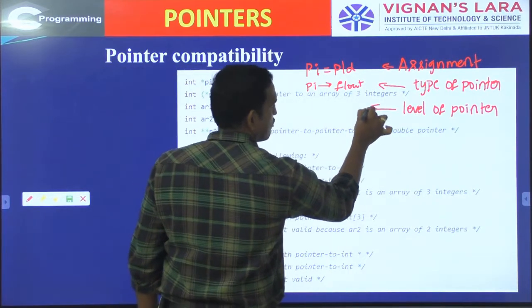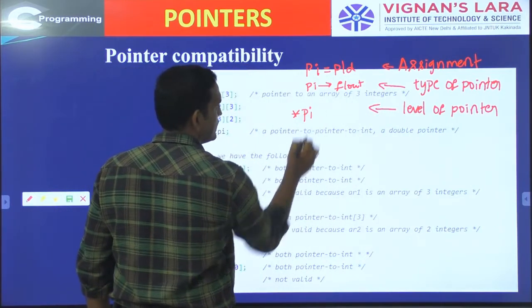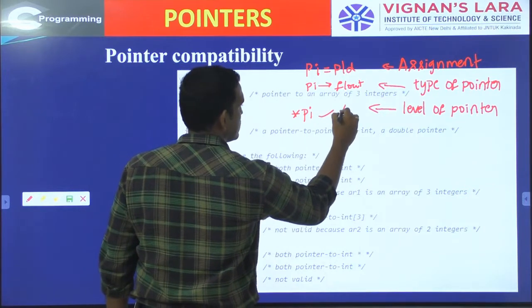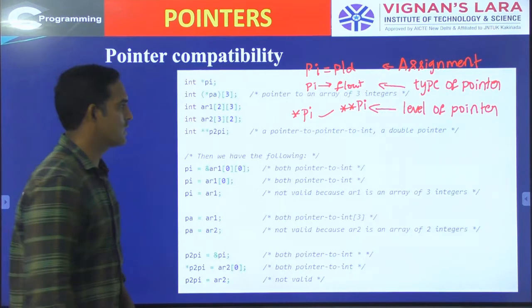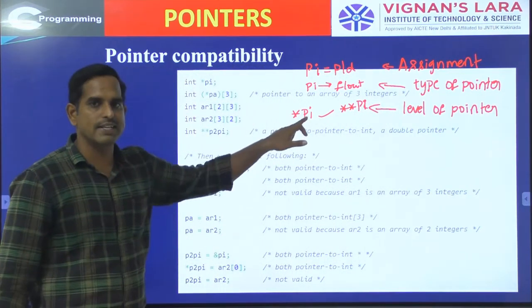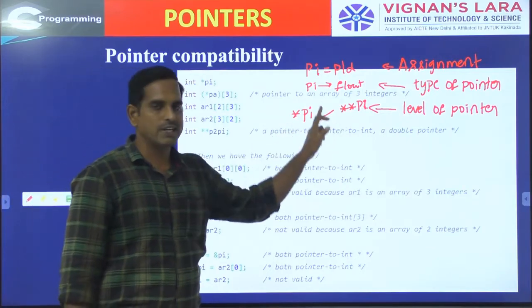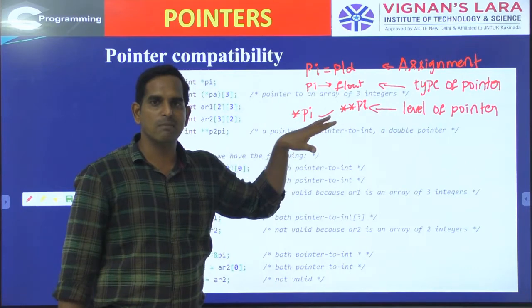And the level of pointer means you cannot take a one-level pointer and point it to a two-level pointer. Okay. You cannot take a one-level pointer, that is a normal pointer, and point it to a double pointer like this. So the level of pointer also will matter here.